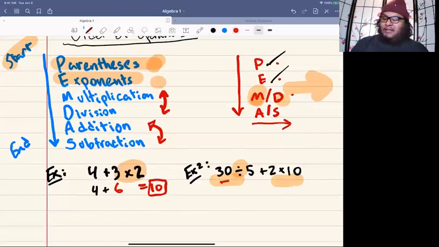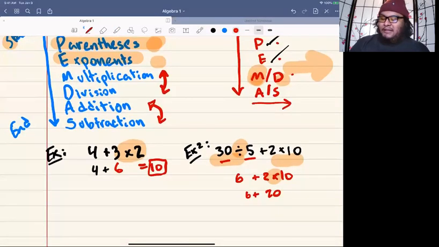So what's 30 divided by 5? That's just 6. Then we bring the rest over, plus 2 times 10. Now we look at this new problem and follow our order of operations. There are no parentheses or exponents, but there is multiplication right here, so we take care of that first because multiplication comes before addition. What's 2 times 10? That's 20. We rewrite the rest and bring down the 20. Then what's 6 plus 20? That's 26.